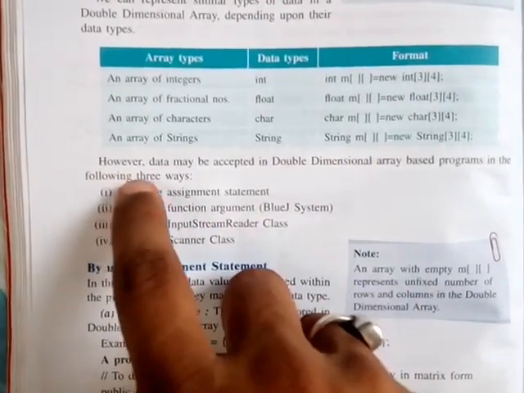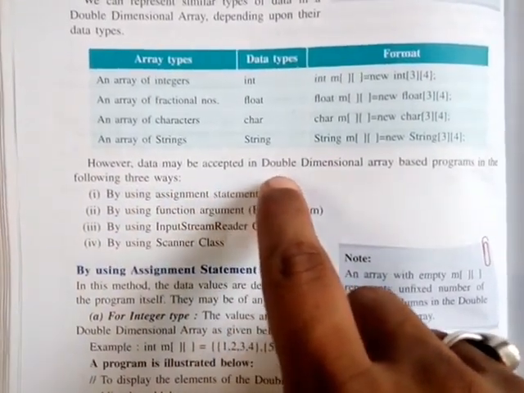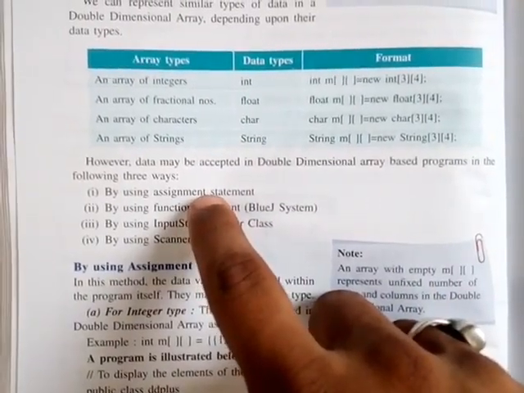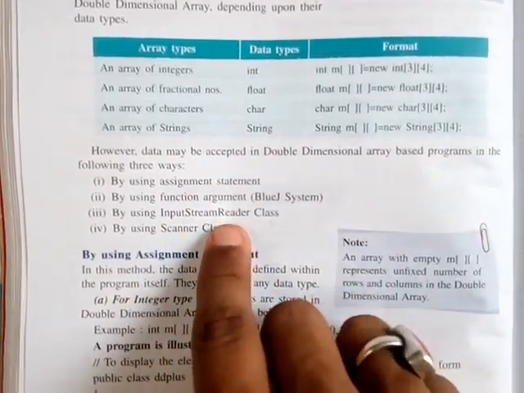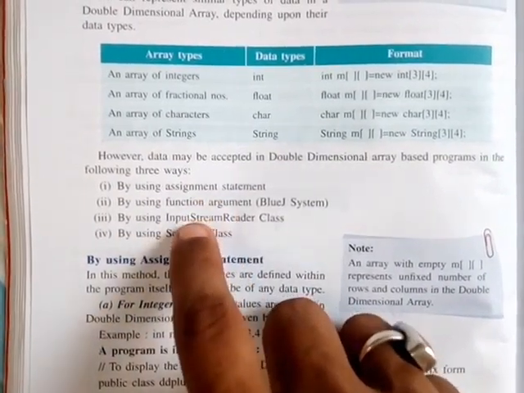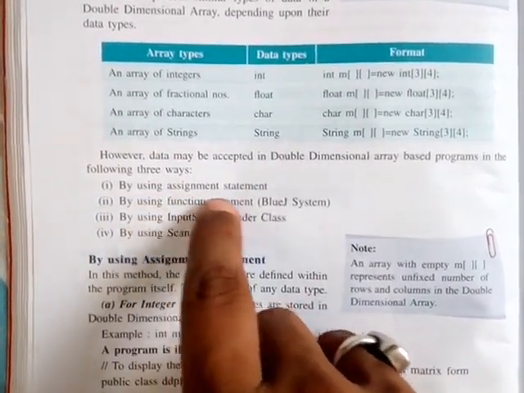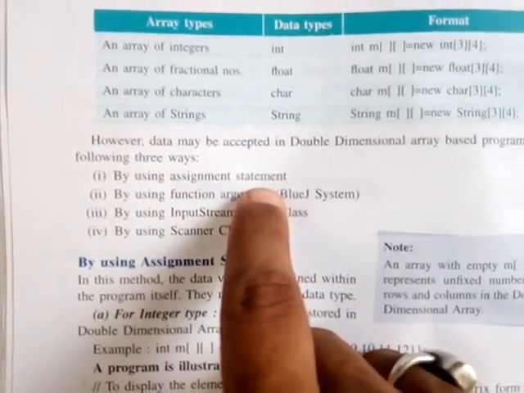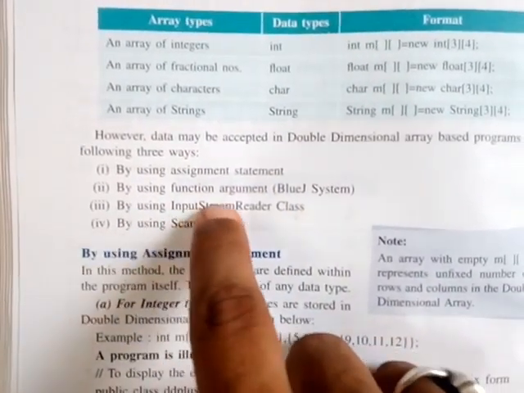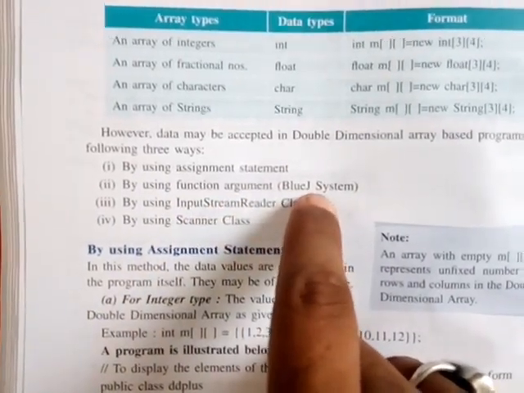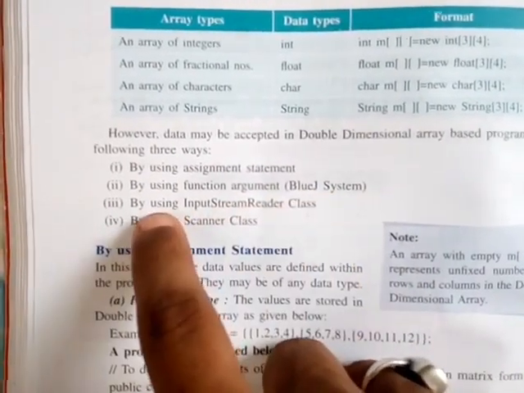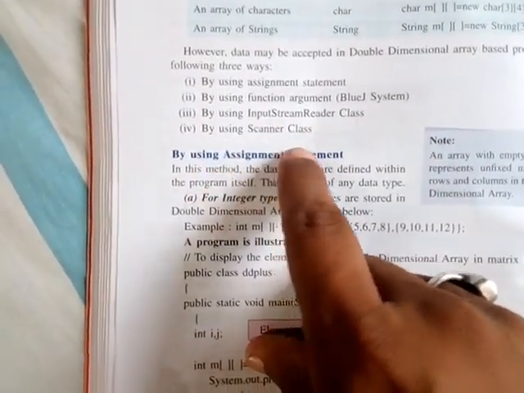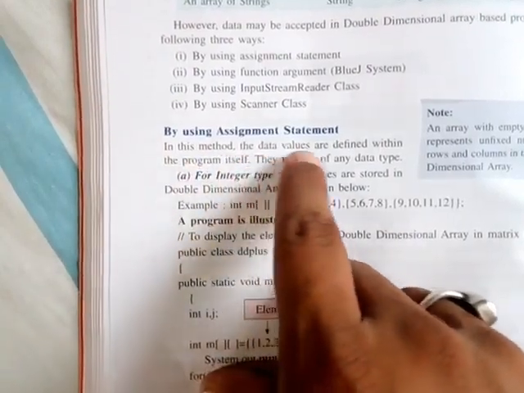Now today we will learn how data may be accepted into a double dimensional array based program in the following 3 ways. So how can we enter the data in the array? There are various techniques. For example, by using an assignment statement, that means we assign the value directly in the 2D array like a 1D array. Number 2, by using function arguments or the BlueJ system, we can use the BlueJ technique also, and by using the InputStreamReader class from the IO package, and by using the Scanner class. So today first we will learn by using an assignment statement.